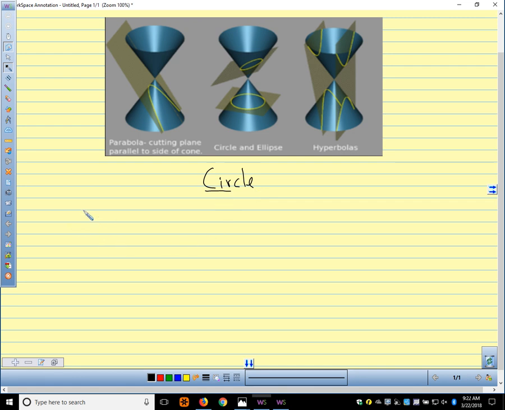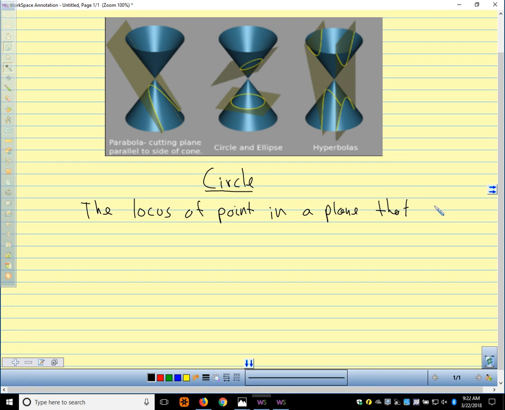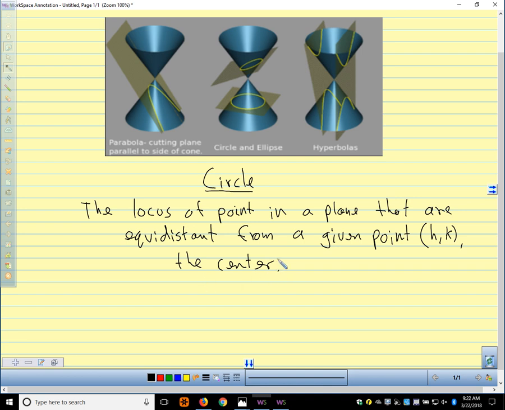A circle is the locus. A locus is just a collection of points. And I'll add points, the locus of points. That's a little bit redundant, saying a locus of points, but I think it makes it a little more clear. The locus of points in a plane that are equidistant from a fixed point, and we're going to call that point (h, k), and that point is the center. And that's our definition. The locus of points in a plane that are equidistant from a given point called the center.